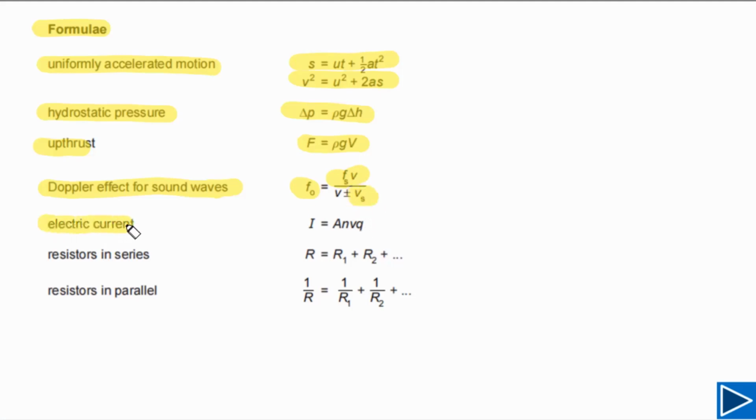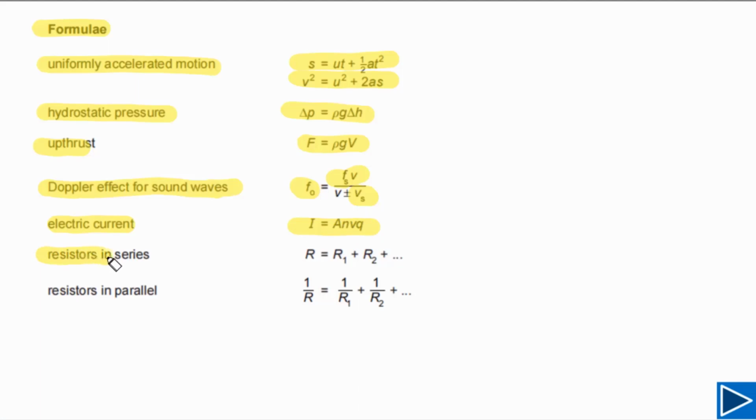Next one is for electric current. I = Anvq. This is also called the transport equation. I is current, A is cross-sectional area, n is the number density, meaning the number of free electrons per unit volume, or the number of charge carriers per unit volume. v is drift velocity, and q is the charge on a single electron. Now you can say on a single charge carrier.